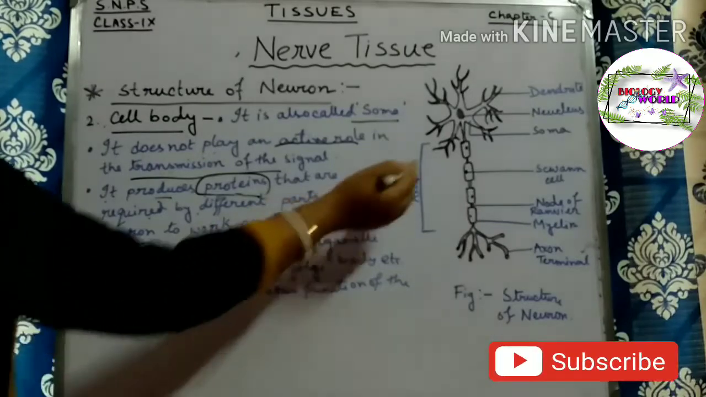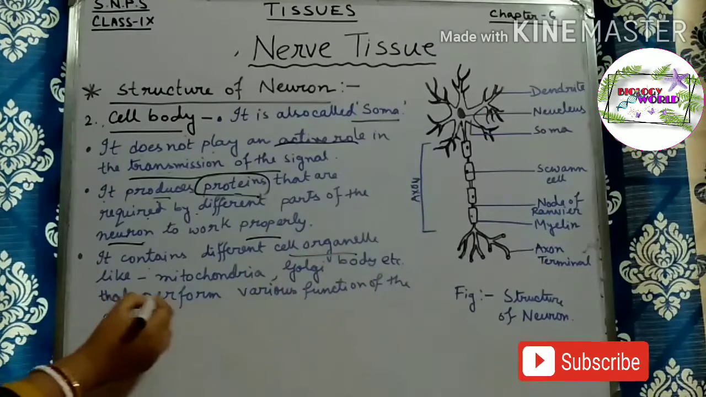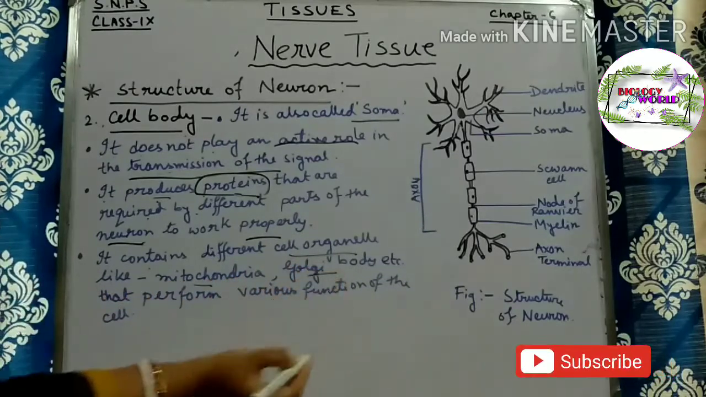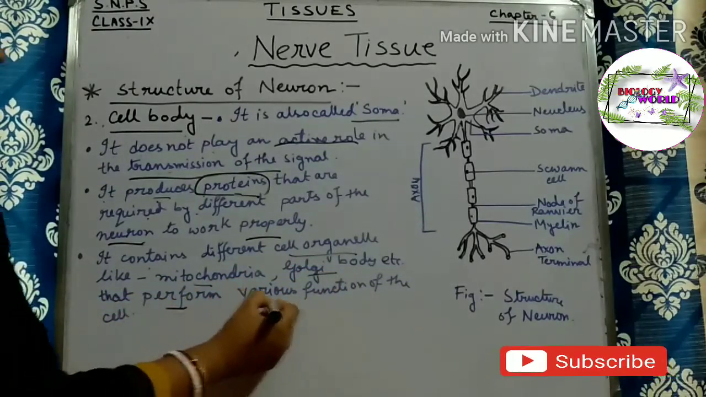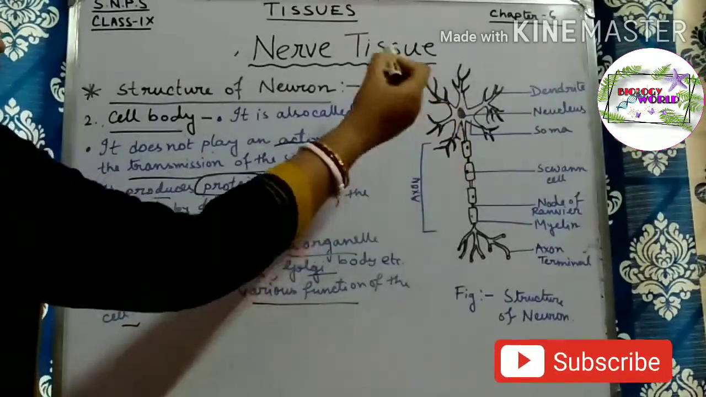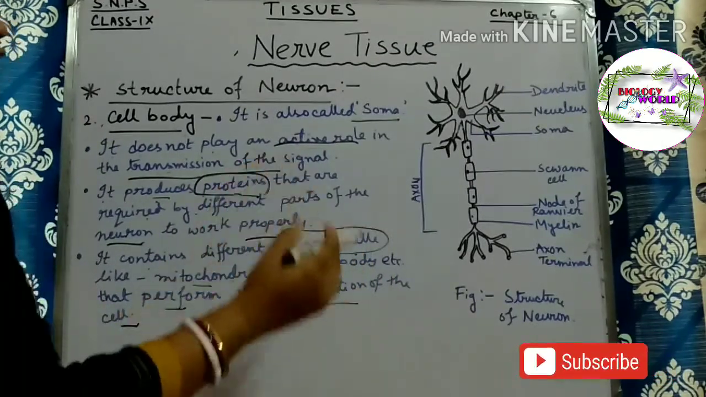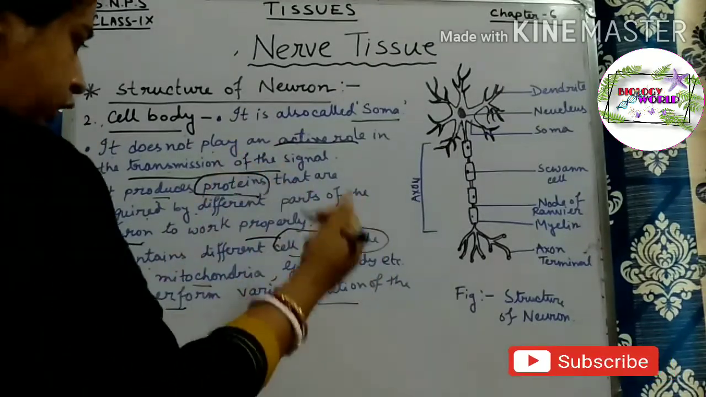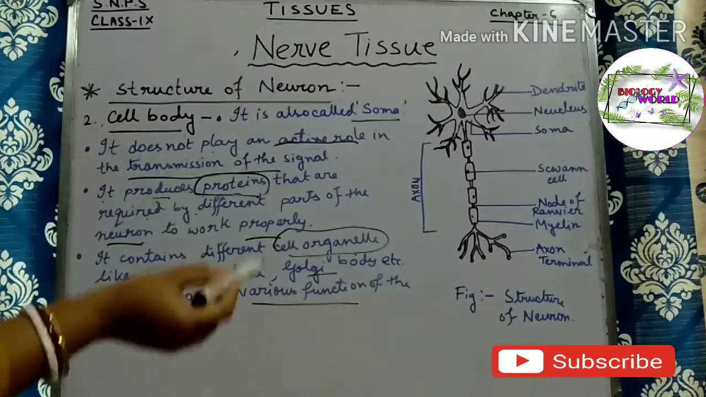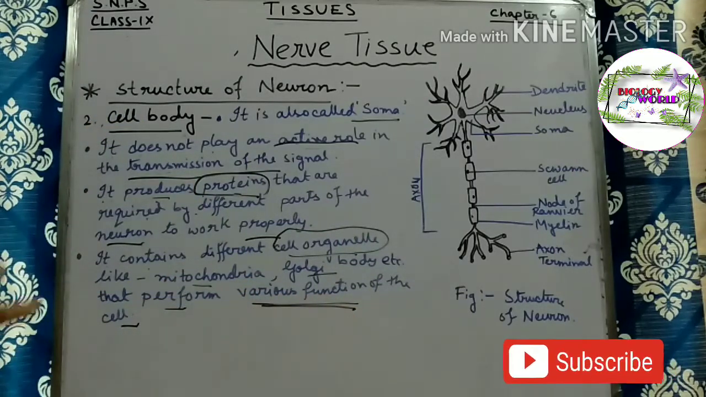This cell body contains different cell organelles like mitochondria, Golgi body, etc. that perform various functions of the cell. So this was the structure of the cell body.